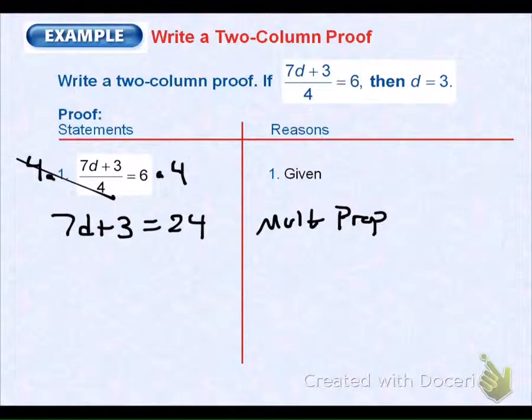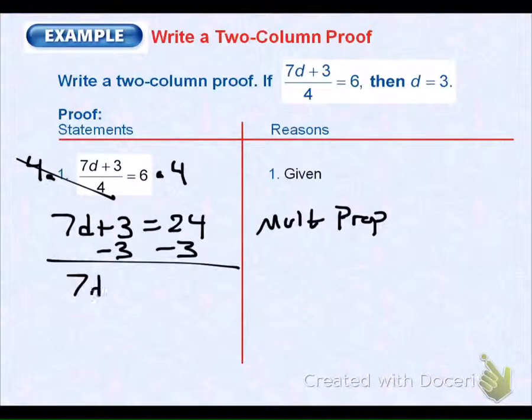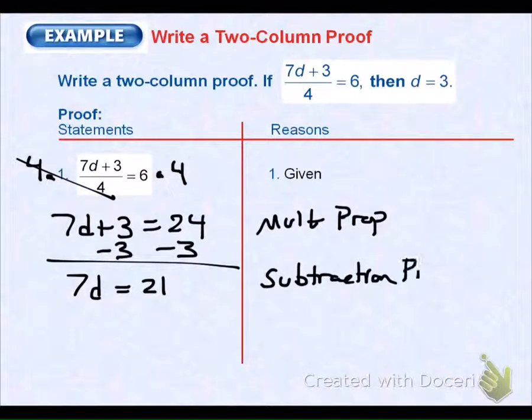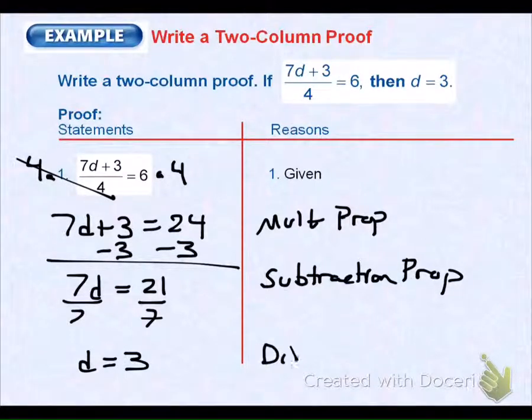What's going to be our next step in solving for D? Right, move the 3 over. That would give us 7D equals 21. We were able to do that by the subtraction property. And then finally we would divide by 7, divide by 7. We would get D equals 3 by the division property.